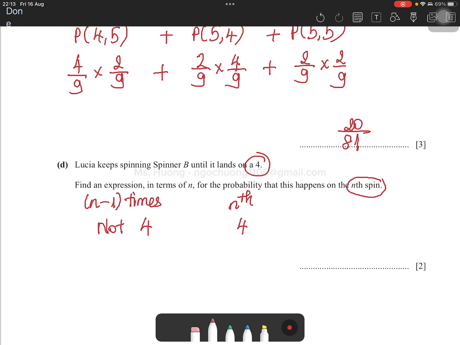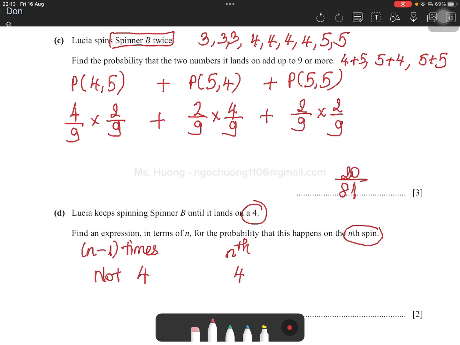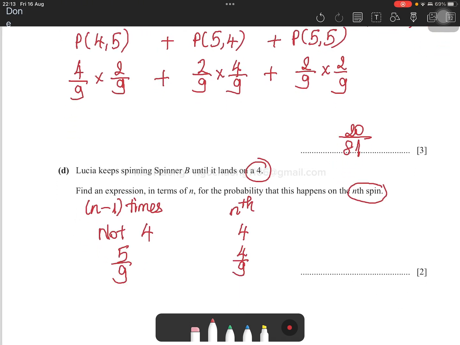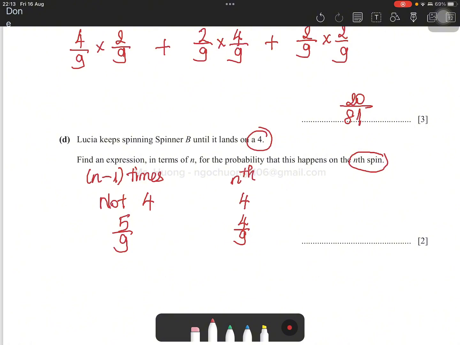And you know the probability of not getting a 4 is 5 out of 9. And the probability of getting a 4 is 4 out of 9, because spinner B has 9 numbers and there are 4 fours. So this is 5 out of 9 to the power of n minus 1, multiplied by 4 ninths. And this will be the final answer: 5 ninths to the power n minus 1 times 4 ninths.